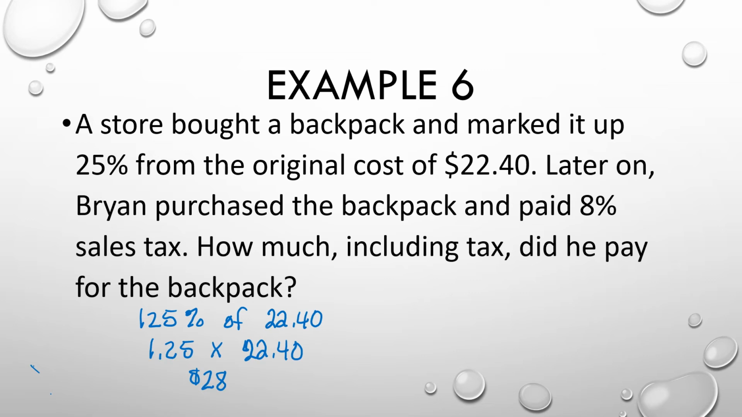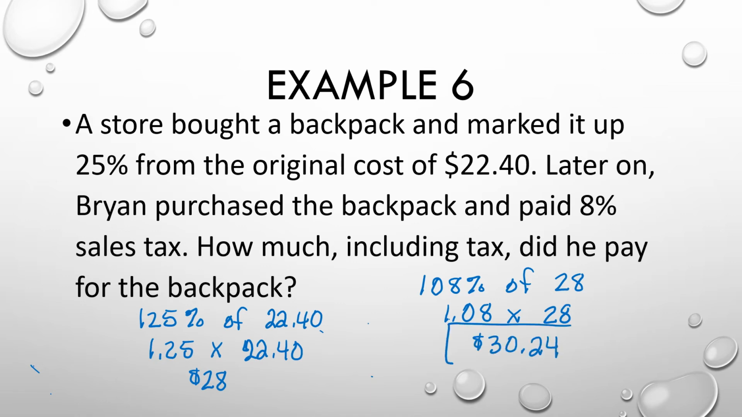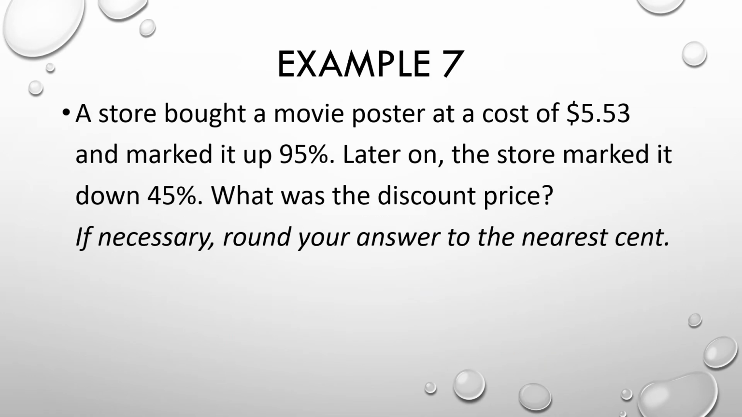And then 8%, or you can say 108%, since you're still going to have to pay 100% of that sale price of 28. So 108% of 28. So 1.08 times 28. And 1.08 times 28 is $30.24. So that would be your total, including tax. Pause your video and try example 7.